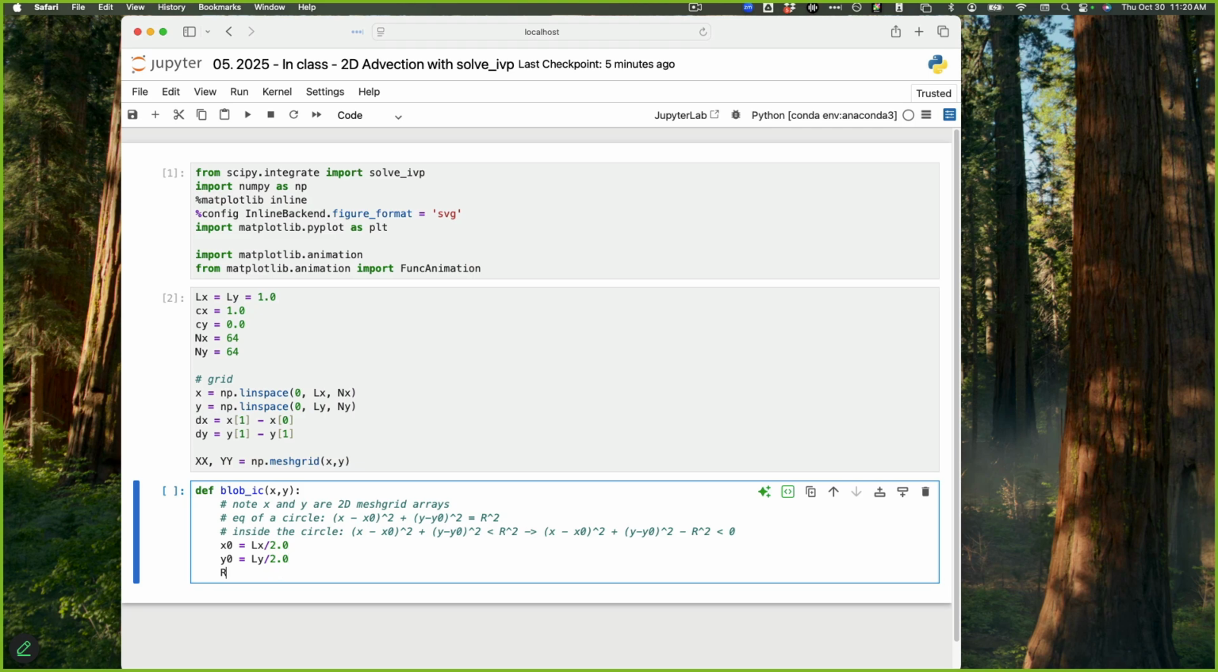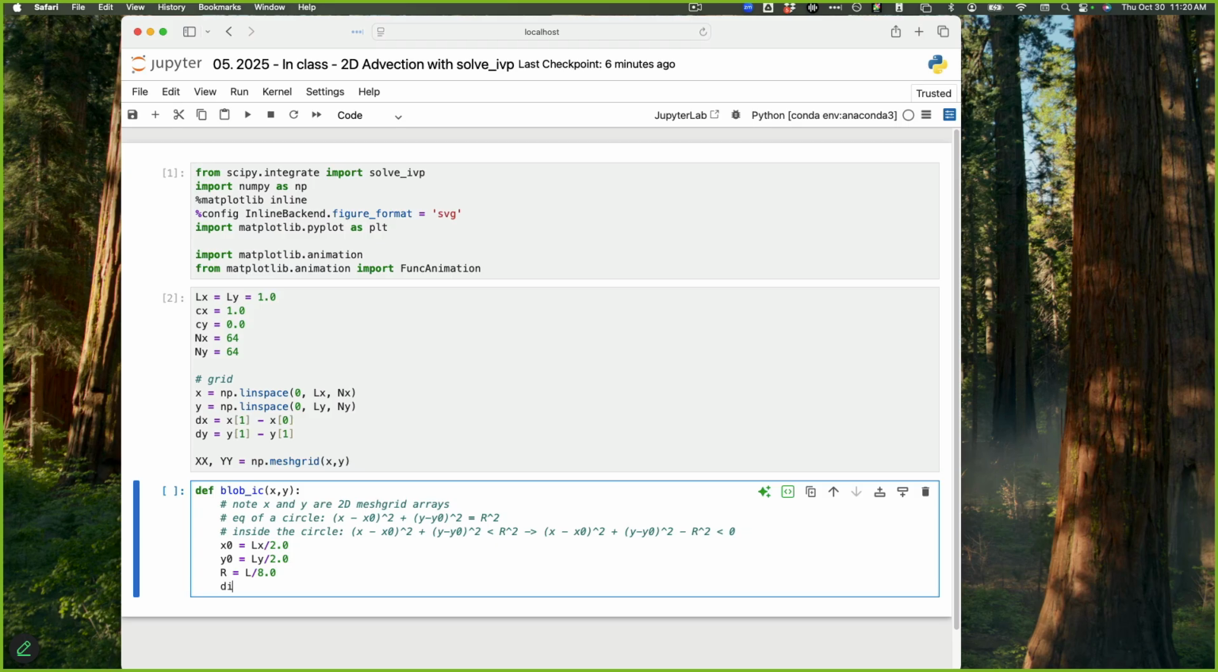And then let's say my radius is L over 8. It's reasonably small. If I do L over 4, then the diameter will be L over 2, which is a pretty big circle. I want a small circle, so L over 8, let's say. And then finally, if I write this equation, my disk is equal x minus x0.